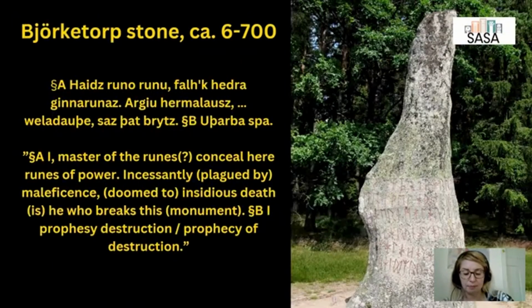And a similar one is from the same complex. It's the Björketorp Runestone, and it's raised something like 10 kilometers away from the others mentioned, but it is beyond doubt that it is somehow connected to them. And apparently we have here a mention of a prophecy of destruction for, again, those who break this monument. And it's the same, or almost the same formula, with concealing the runes of power, and with cursing the people who would dare do something to this monument, with this very unpleasant condition of being an outcast, of being arger.